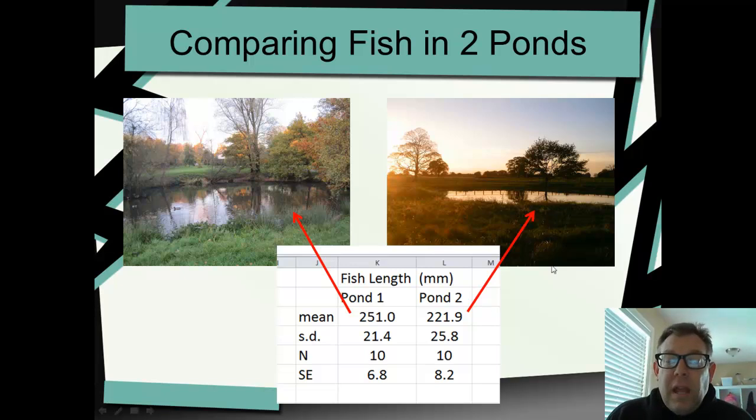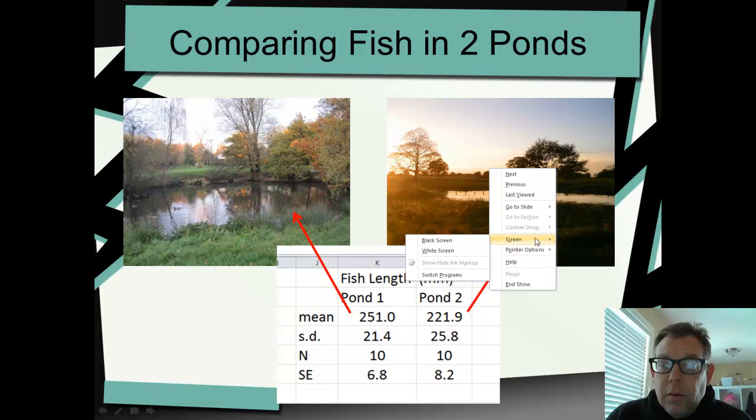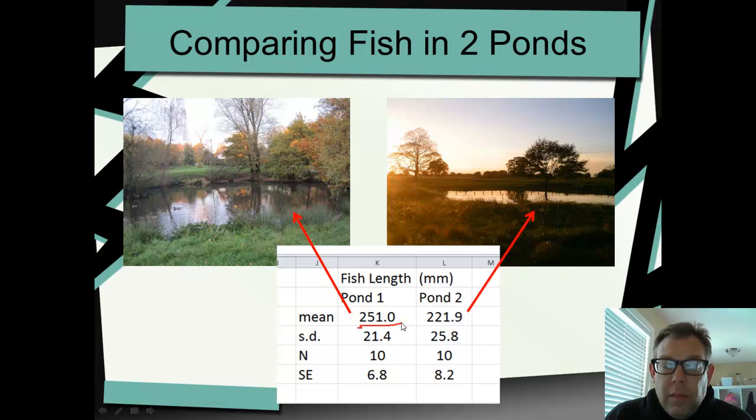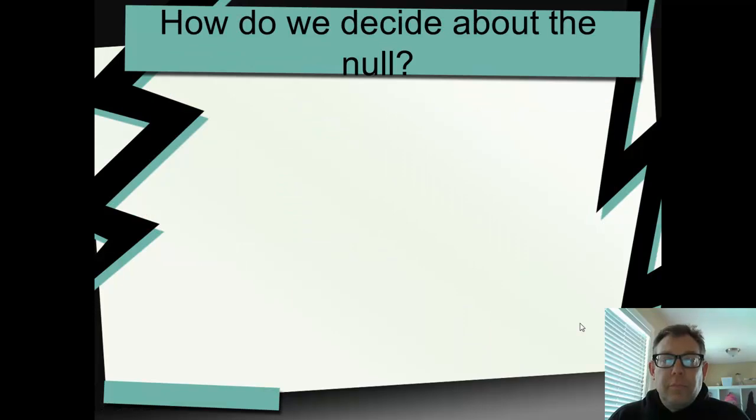Our descriptive stats showed us, grab my pen here, that the mean length was greater in pond 1, but that was based on only 10 fish, and so we need to decide how much confidence we have in these results, and can we use these results to reject the null.